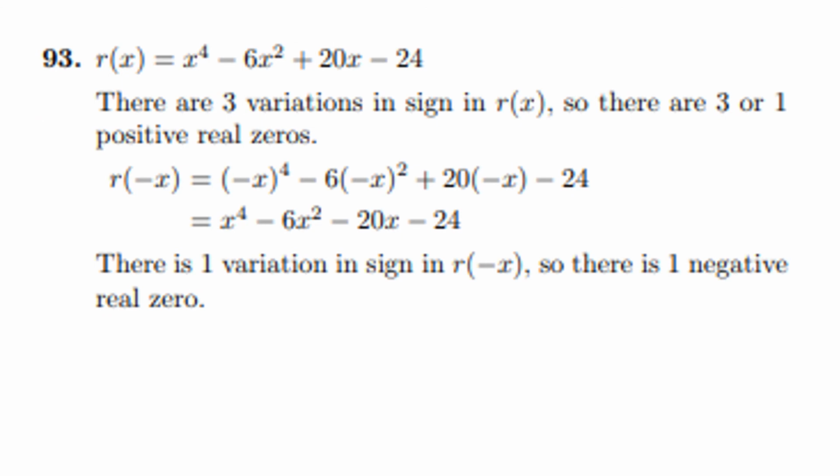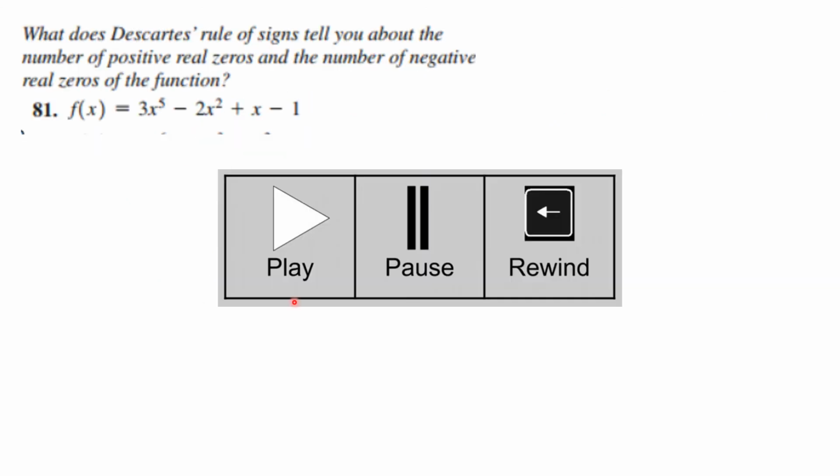Okay, so there are 3 variations in sign for r of x. So there are 3, or reducing it by an even positive integer, 1 positive real zeros. Whenever we substitute minus x, we get this. There is only one variation in sign in r of minus x, so there is one negative real zero. Let's do another one. This is problem 81 in your text. Press pause, do the problem, and then return.